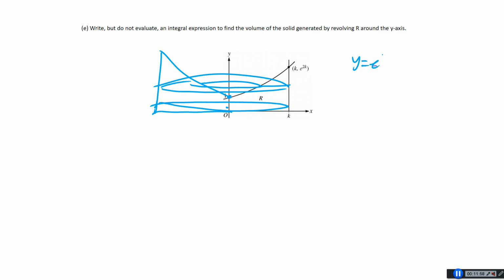So y equals e to the 2x. Sorry, not to k, to y values. So that means that ln y is equal to 2x. So x is equal to ln y over 2. That's the curve right here, ln y over 2.